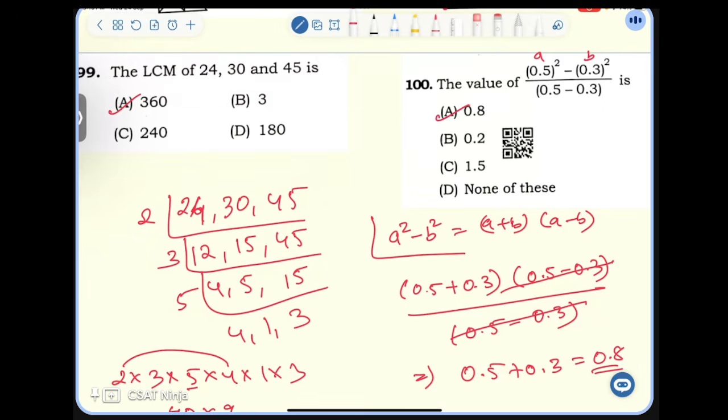So the formula, you can use this one. Without using the formula is also fine. 0.5 squared is how much? 0.25, and this one is 0.09. So 0.16 divided by 0.2. If you simplify this one, you'll still get 0.8 here.